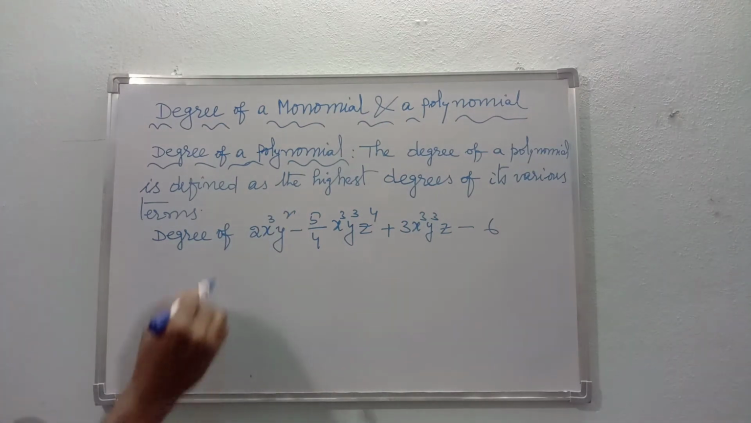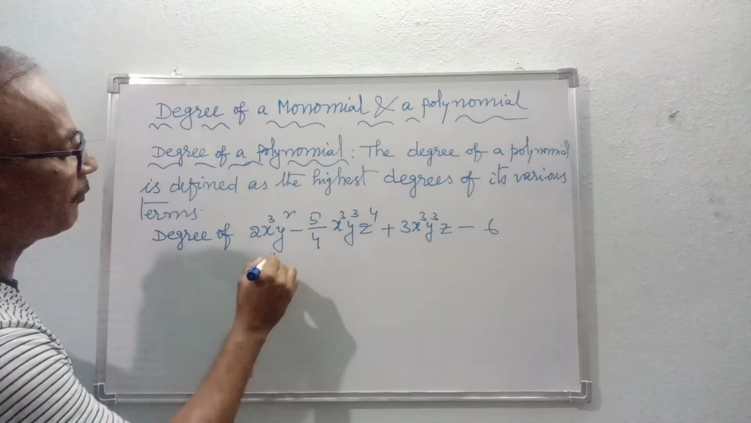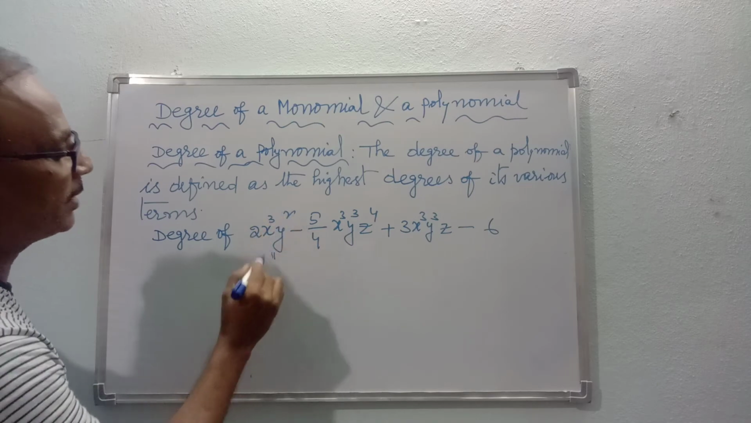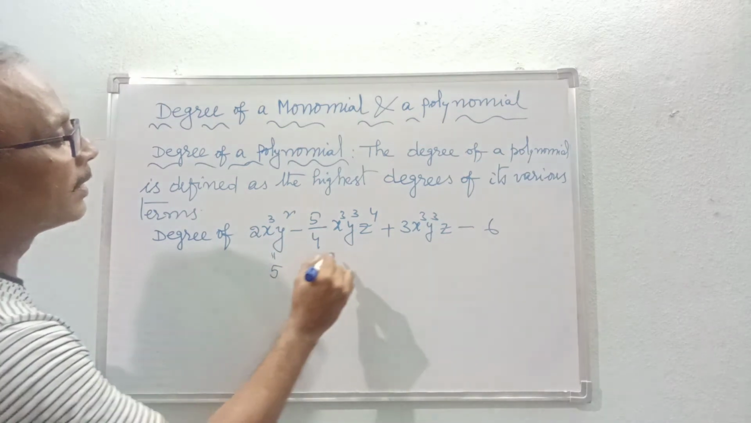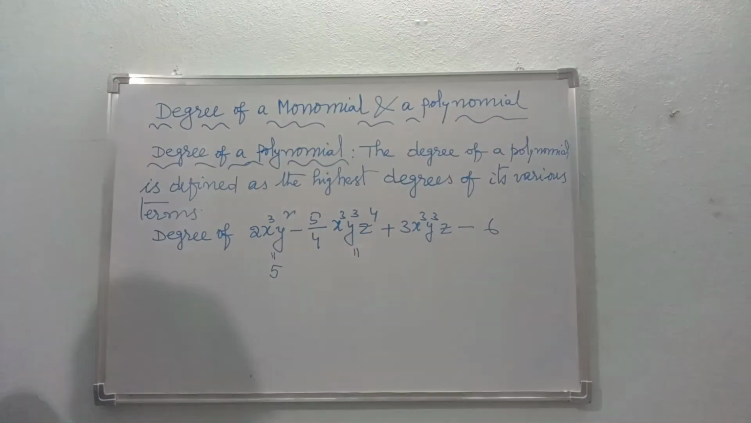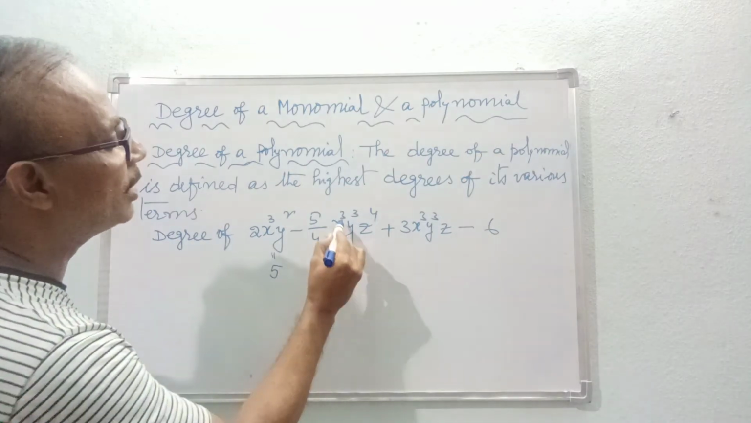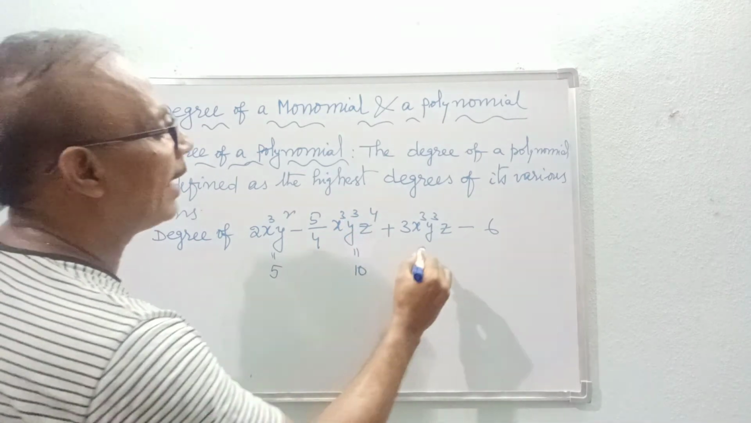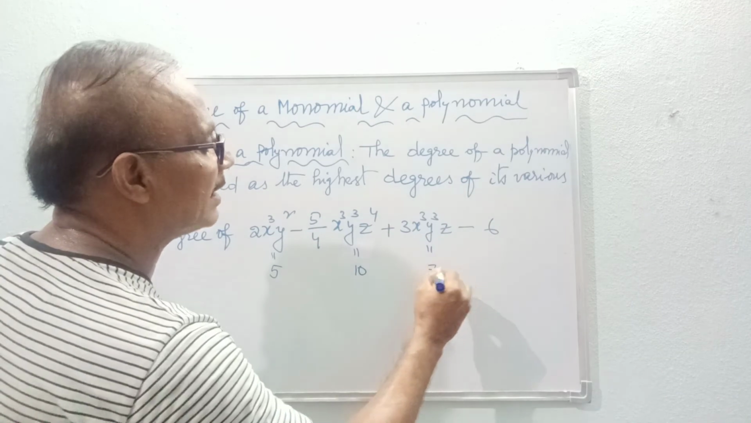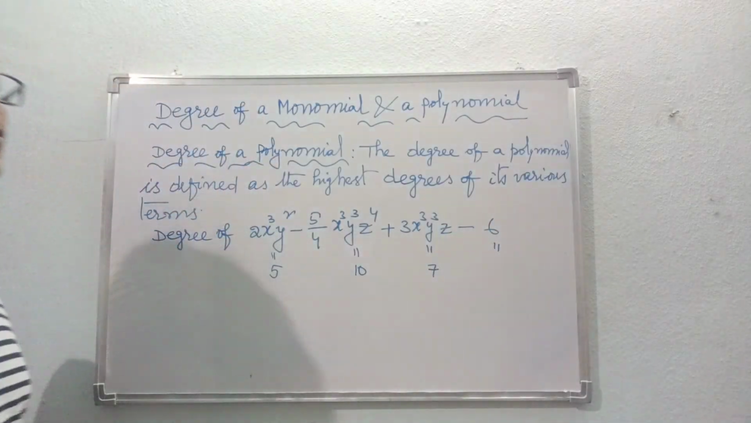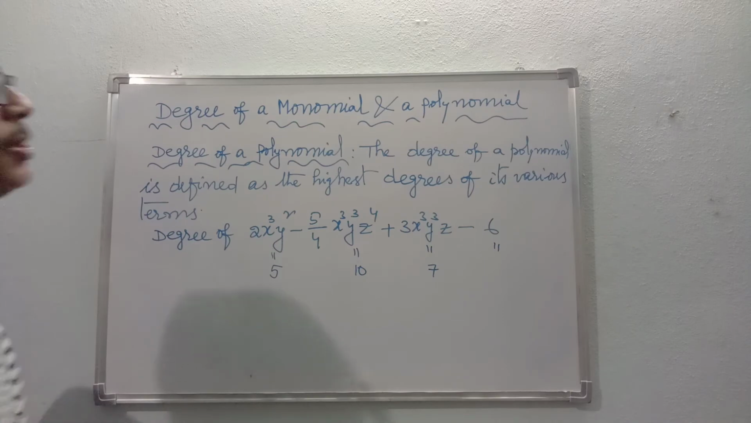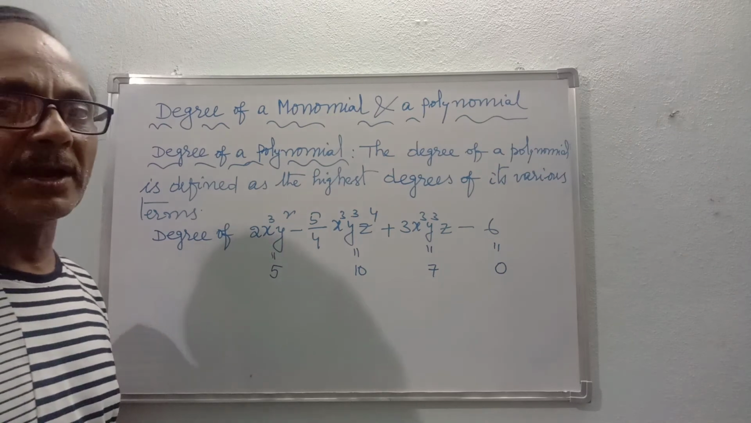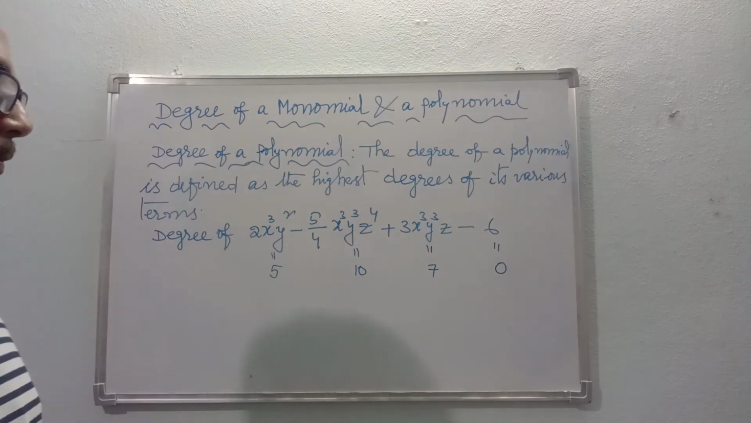Now, let us find the degree of each term. The degree of the first term is, there are 2 variables in it, x and y. Its exponents 3 plus 2, 5. The degree of the second term. The second term is a monomial. Again, its degree is, there are 3 variables. So 3 plus 3, 6, 6 plus 4, 10. And the degree of the third term similarly is 7. And for this, there is no variable at all. So it is a constant. So its degree is 0. As we have already learned, the degree of a constant term is always 0.